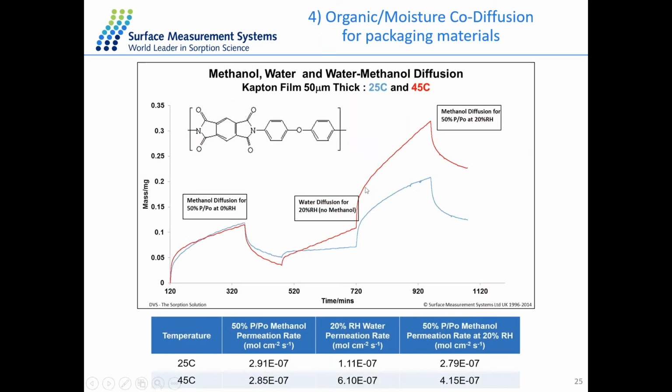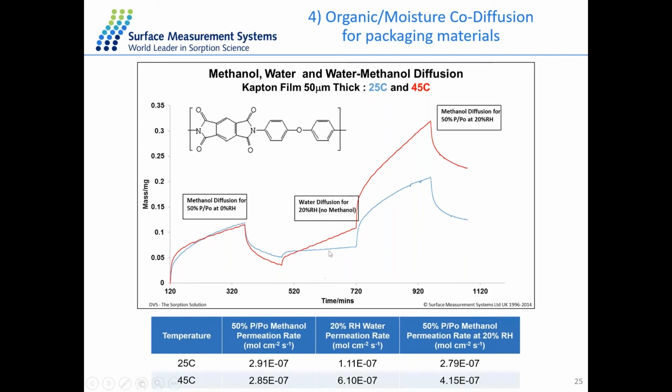So we do the experiment at both 25° and 45°, and we want to study the effect of temperature on those molecule diffusion. So the blue line is for 25 and the red line is for 45. For the first stage, which is the methanol only stage, the 2 plots are very similar to each other, and also the calculated results are almost the same at 2 different temperatures. So the diffusion rate is almost the same at 2 different temperatures. That means temperature has very little effect on the methanol diffusion here.